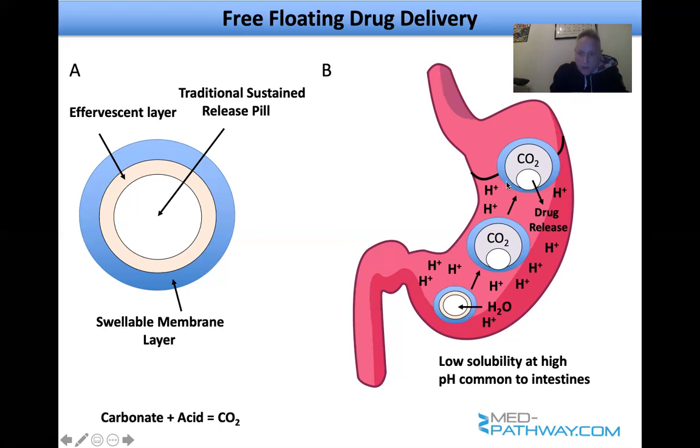And then you can actually sit at the surface here because the density of the particle will be lower than the density of the gastric juices, which is about 1. And then the drug gets released over time. And so as the stomach empties from the bottom, you're always sitting at the top. And what you can do is have your drug active in the stomach for much longer times using the principle of effervescence.